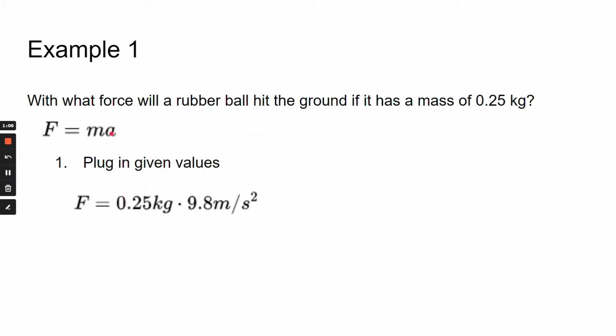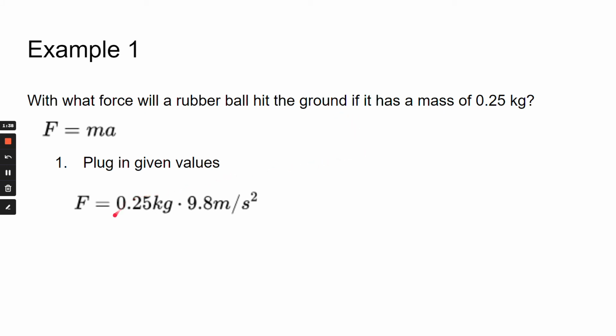Now, it doesn't tell us acceleration, but it tells us that a rubber ball is going to hit the ground. So what force accelerates a ball down to the ground? Well, that's gravity. Okay? So gravity has an acceleration rate. It pulls everything down to Earth at 9.8 meters per second squared. So for acceleration, that's our value, since we're talking about a rubber ball that hits the ground.